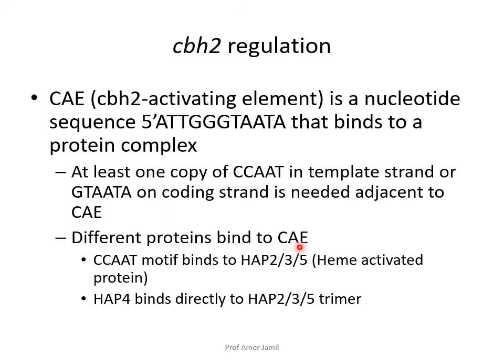So different proteins bind to the CAE, and the CCAAT motif basically binds to this heme activated protein. HAP235 is the name of this protein, and then HAP4 binds directly to this trimer. So there is an interaction of these different proteins with this CCAAT, which in turn has an interaction with the CAE for activation of this CBH2, cellobiohydrolase 2.